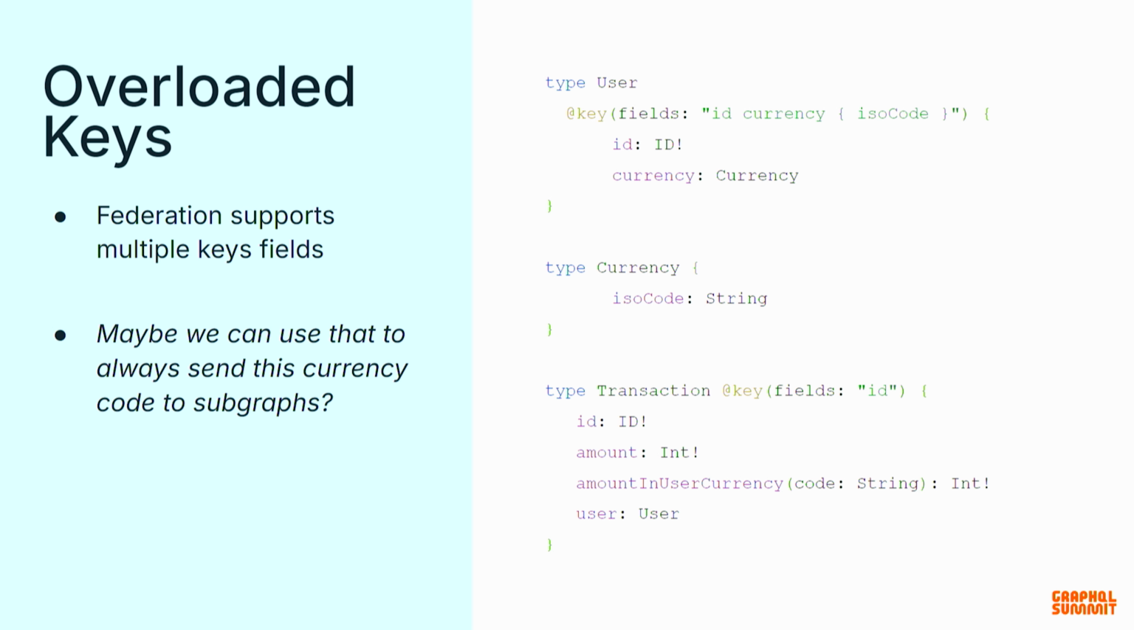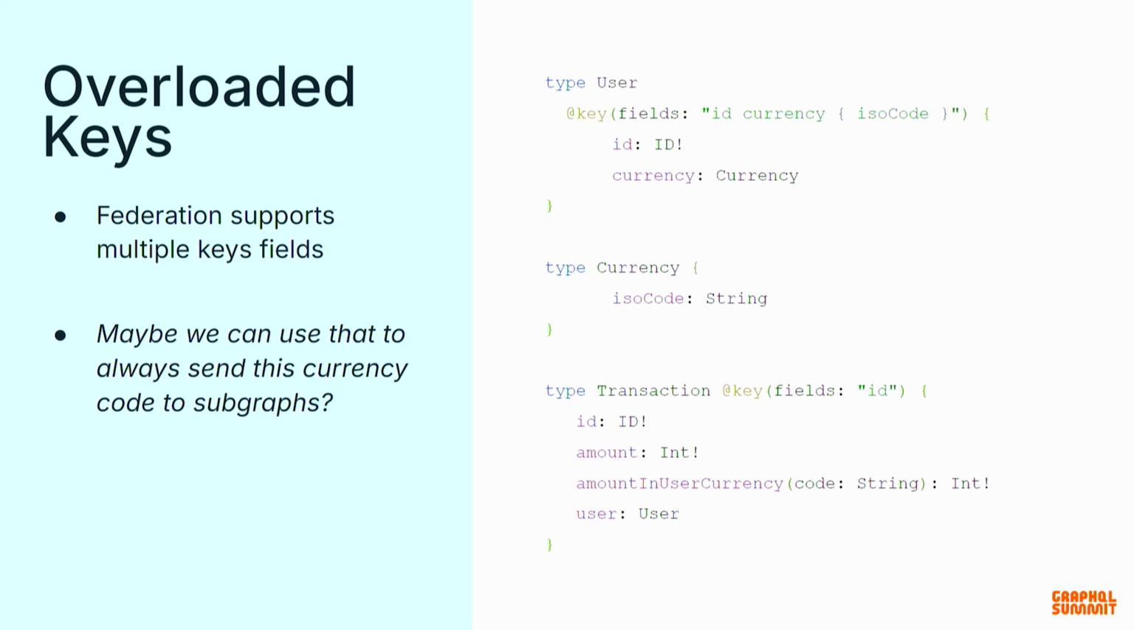All right, so you might think that's super cool, right? The key directive is actually doing some really powerful stuff under the hood. It's joining, it's doing query plans, right? So if you didn't know, Federation actually supports multiple keys, right? You don't need a single field. You can do both multiple keys and multiple field selections inside a single key.